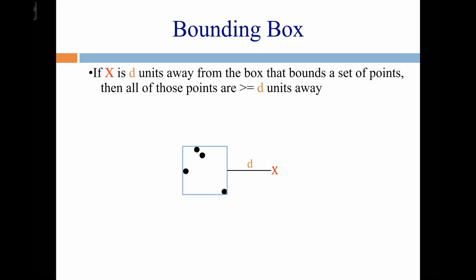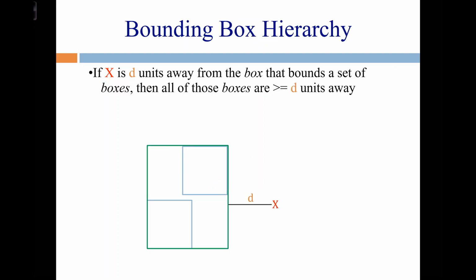Okay? So if that is D, then all of these distances are guaranteed greater than D. Or greater than or equal. It might be right on the boundary of the box. Okay? Then, kind of using that same idea, we can make a hierarchy of boxes.